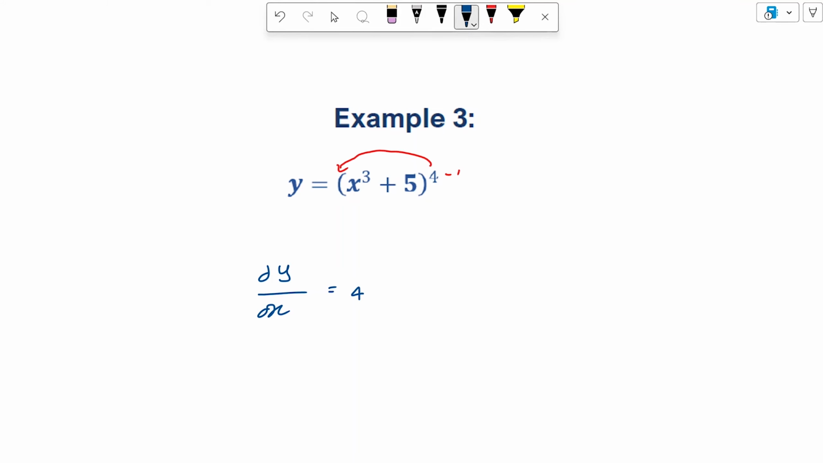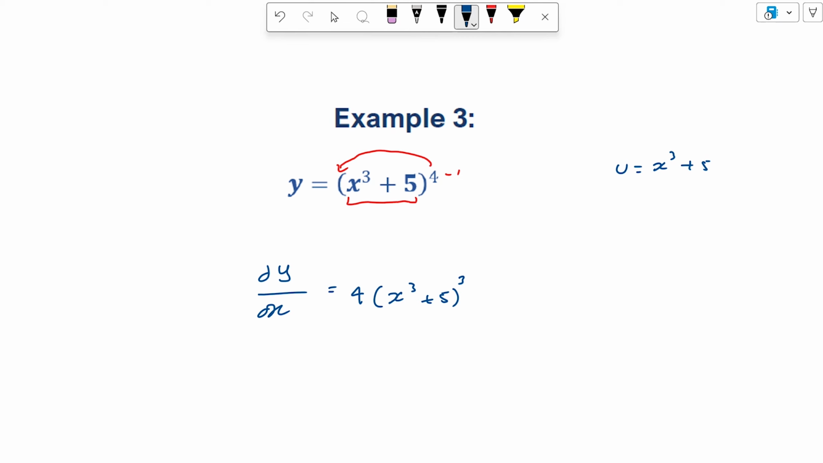That's going to be 4 times (x cubed plus 5), and 4 minus 1 is 3. Now, we are going to differentiate whatever is inside the bracket. I'm just going to write it over here. u is equal to x cubed plus 5. Obviously, in exams you won't be doing this, but for sake of explanation, I am going to write it like that. But you will technically be expected to do this in your head.